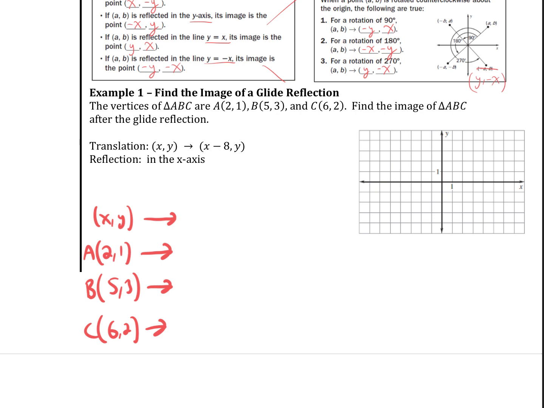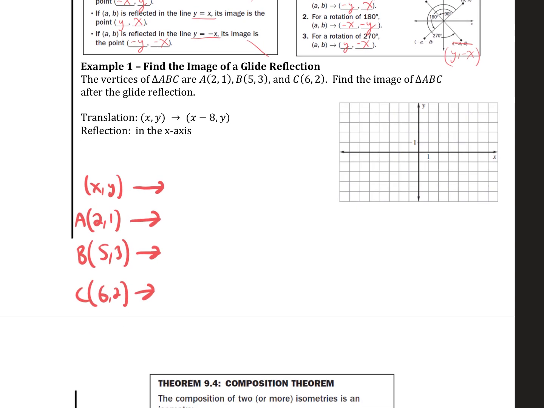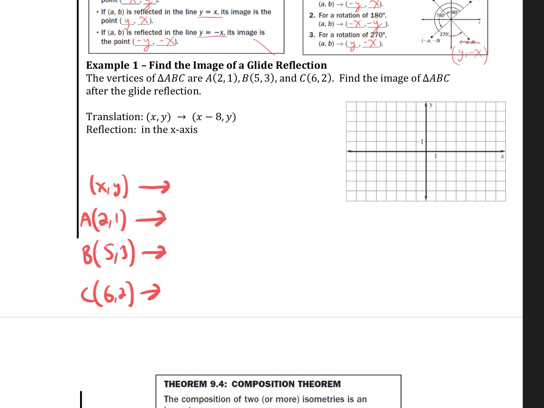Okay. Let's actually graph those. Let's go one step at a time here. If we graph these, 2, 1, we go right 2 up 1. That's A. We have B at 5, 3, right 5 up 3. And we have C, which is right 6 up 2. And that is C. We're going to use a dashed line to show that's where it was. This is where we started.